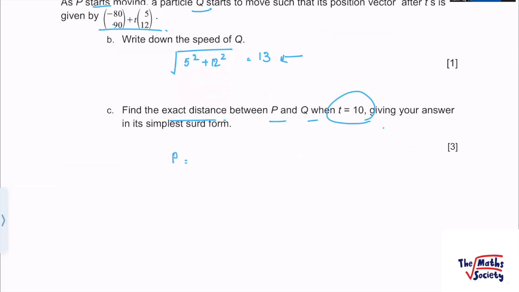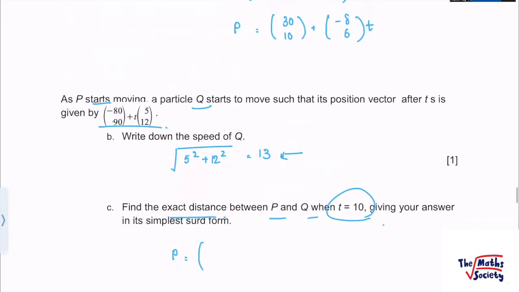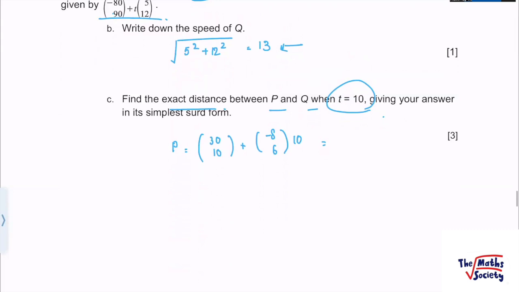So for P, we know that it was 30, 10 plus minus 8, 6. And then now it says that t is going to be equal to 10. So for now, that's going to be 30 minus 80. So that's going to be minus 50. And that's 10 plus 60. That's going to be 70.